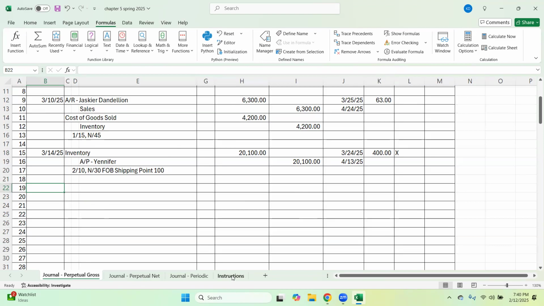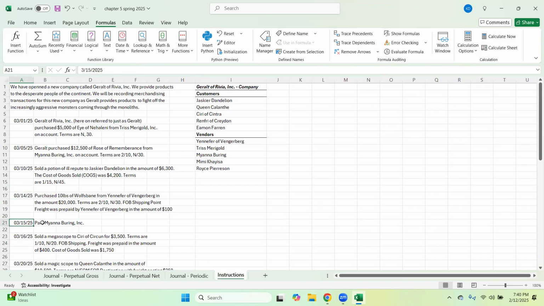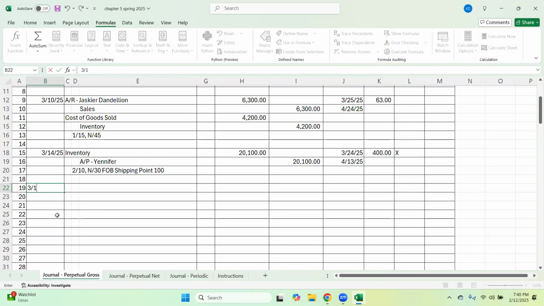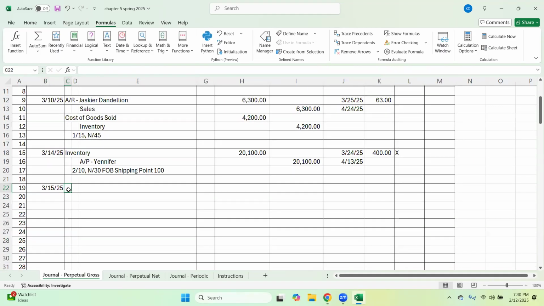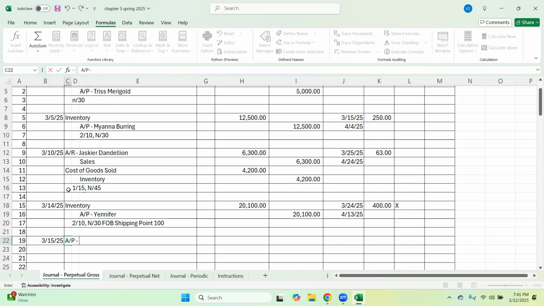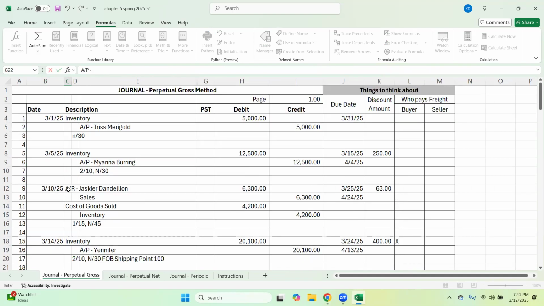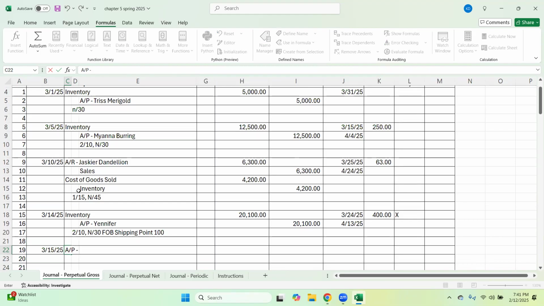Now we just did 3/14. Let's go pay Myanna. We're going to pay on 3/15. So let's see what we got here. We're going to use our cash. So which one of these is Myanna? Myanna's right up here. If I pay on 3/15, I can take a discount of $250. So we're going to go ahead and take that AP dash. I gotta remember who she is. Oh, it's Myanna, not Myrna. Okay. Myanna Buring. Okay, out the door is going to be my cash.